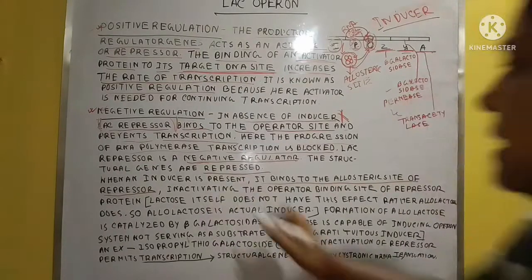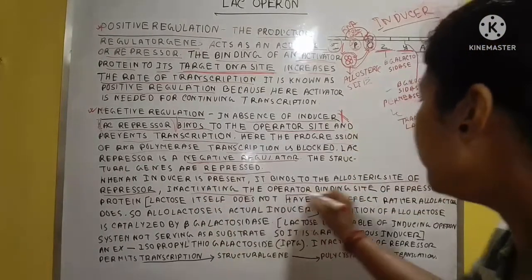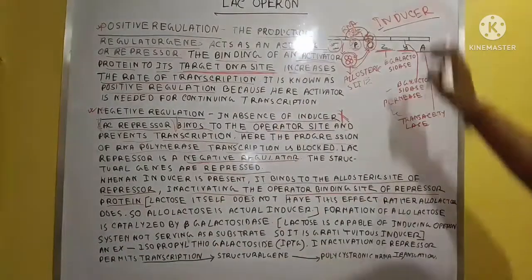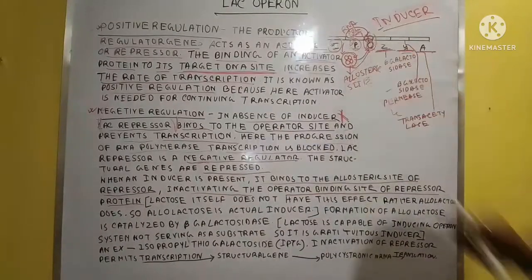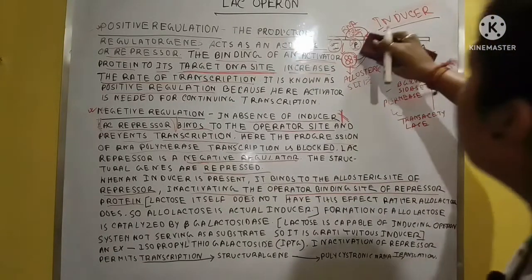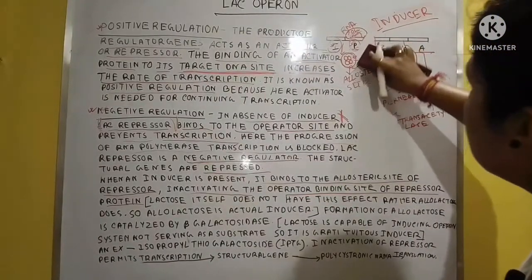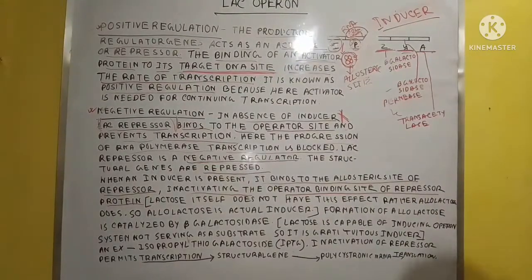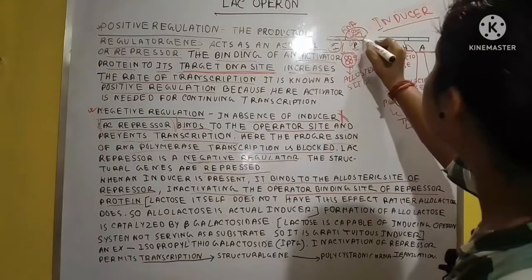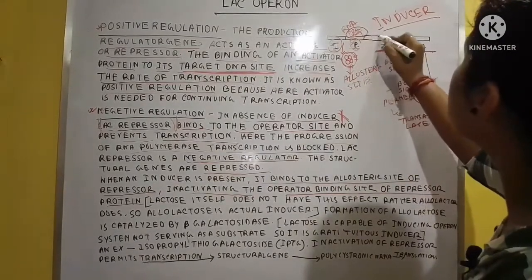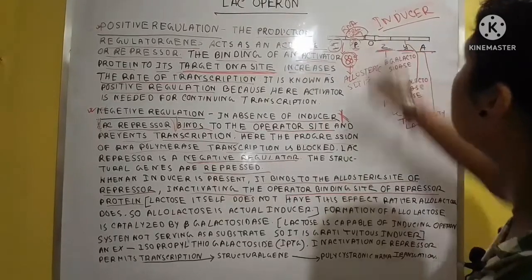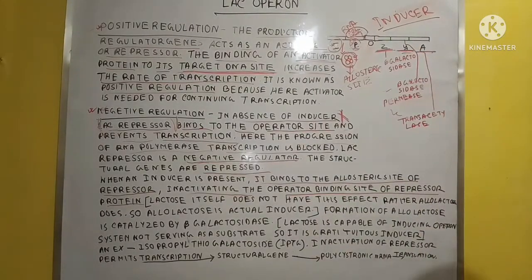Clear? And it inactivates the operator binding site of the repressor protein, and it cancels the binding. Suppose this cannot bind. Okay, so binding is not possible, and what happened in that situation?